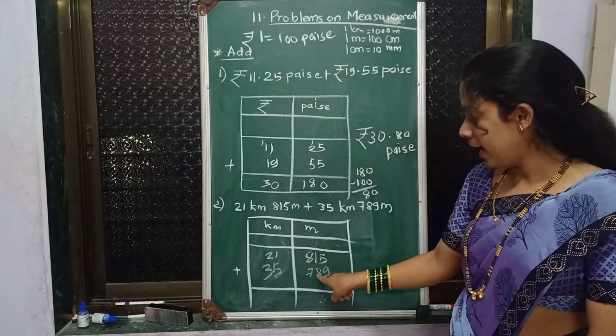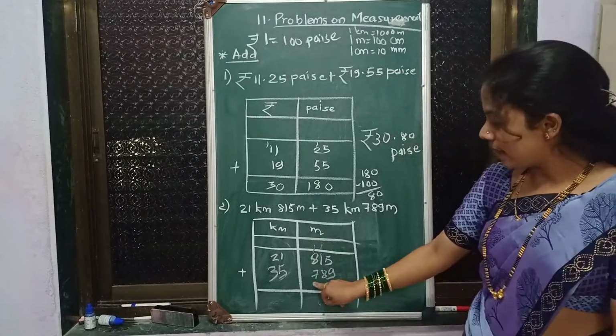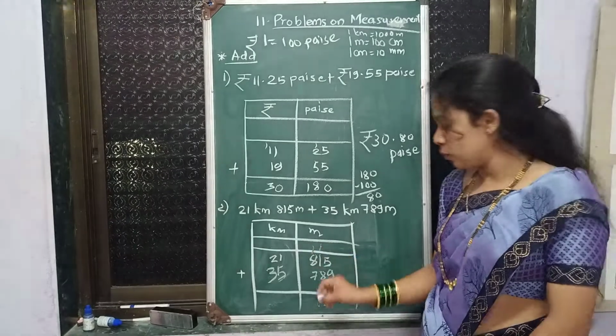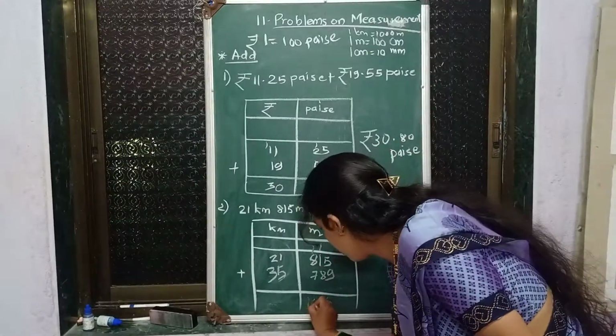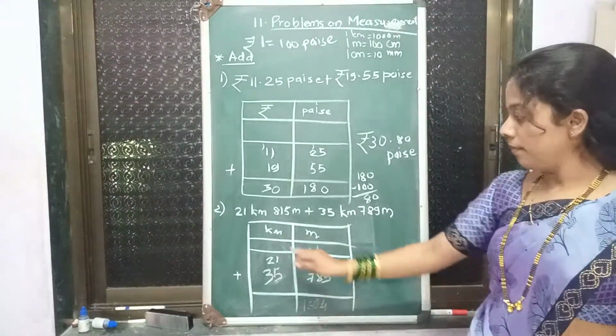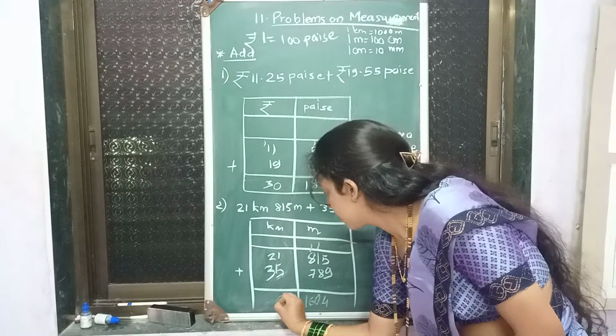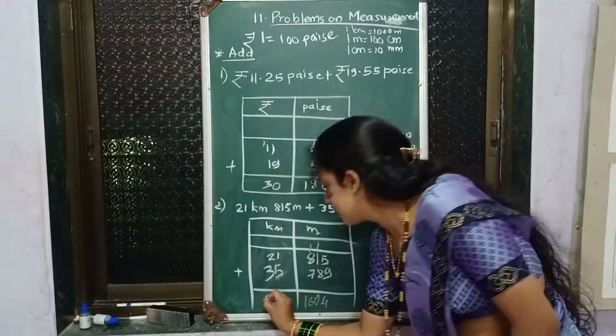8 plus 1 plus 1 is 10. 1 you will carry over here. 7 plus 8 is 15. 15 plus 1 is 16. 16 I am going to write over here. I am not going to take that 1 over here. So the meter part is over. Kilometers now. 1 plus 5 is 6 and 2 plus 3 is 5.